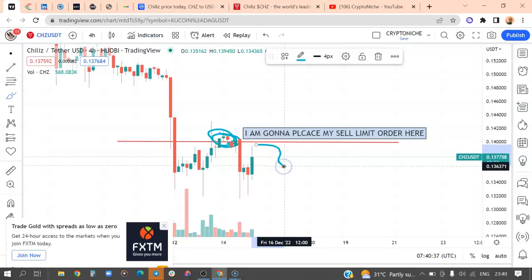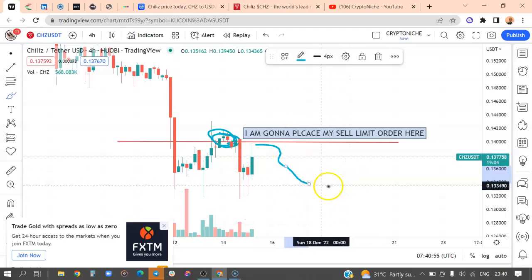At 0.136, you're going to be in profits. Okay, and if you can wait a little longer, why not? You could take a profit here at this point in time. There's nothing bad in that. So you can take a profit here.